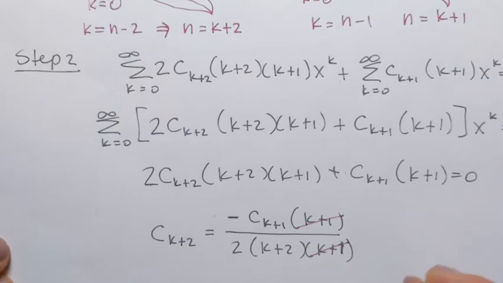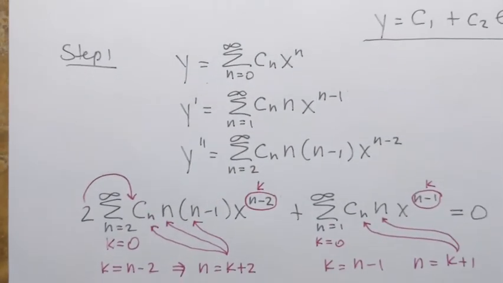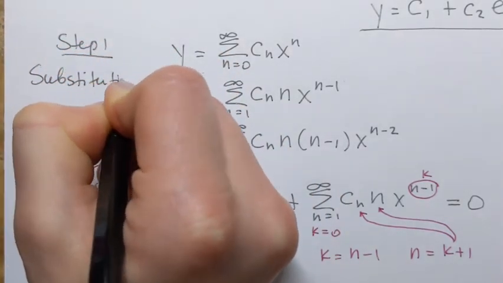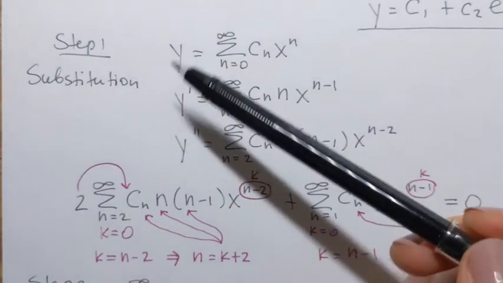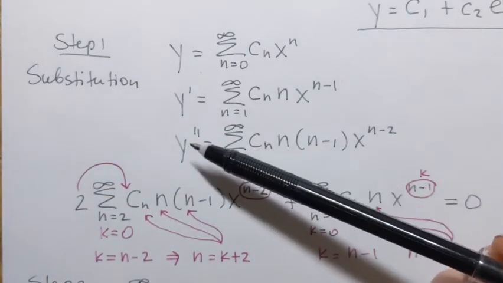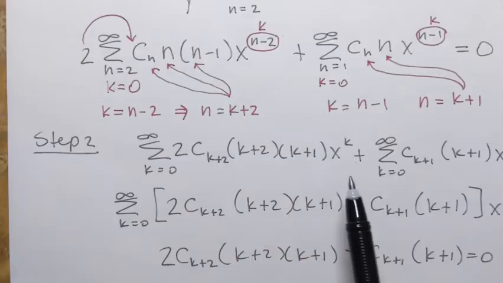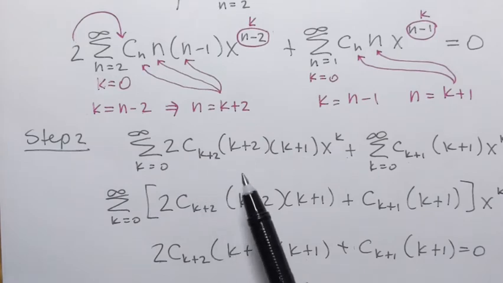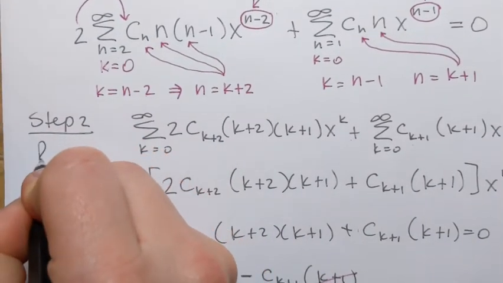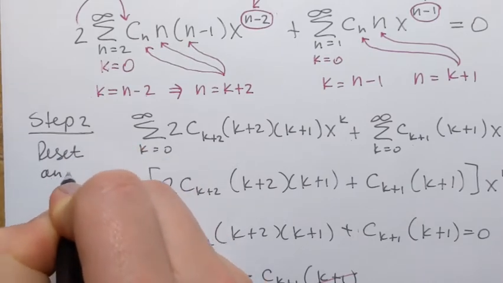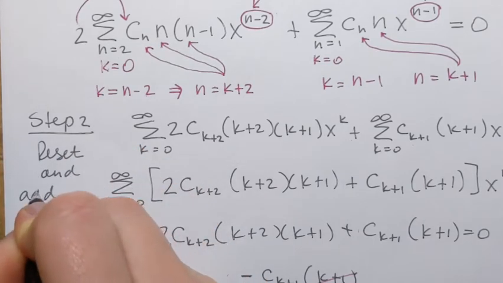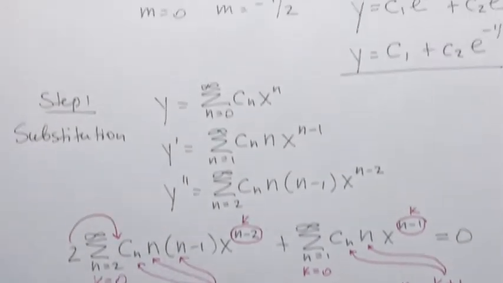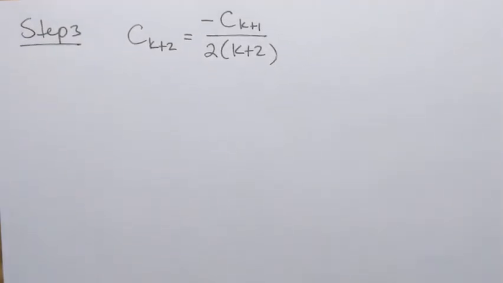And before we move on with step 3, let me just add notes for step 1 and step 2. So step 1 was substitution. That's where we need to plug in y and its derivatives into the original equation. Now in step 2, we needed to add the series. For that, we first had to reset indices. I'm going to say reset and add series. Right? And now in step 3, I already copied down our recursion formula.